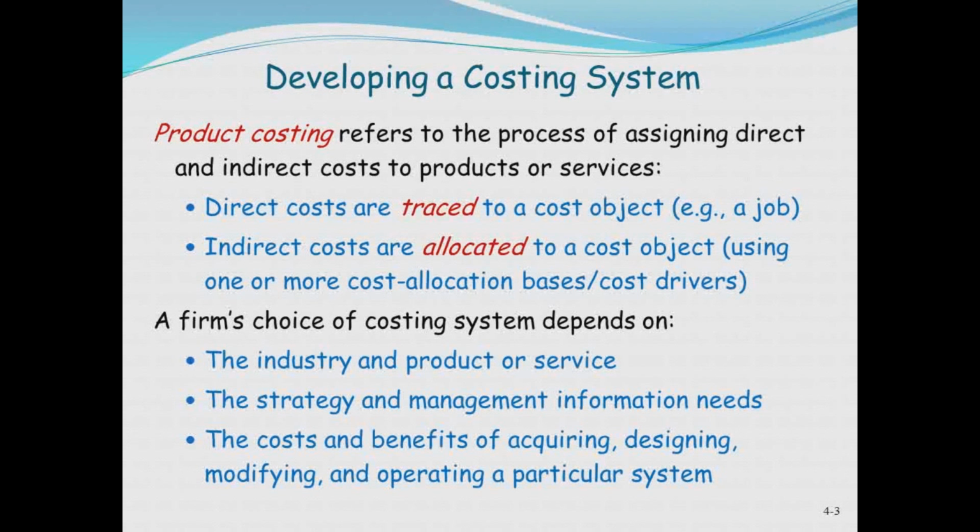And then, as we just talked about at the end of the last chapter, you have to think about the cost of developing the system. Is there enough value in certain types of costing systems to actually implement them? And in particular, we'll be thinking about the cost of activity-based costing as an example.